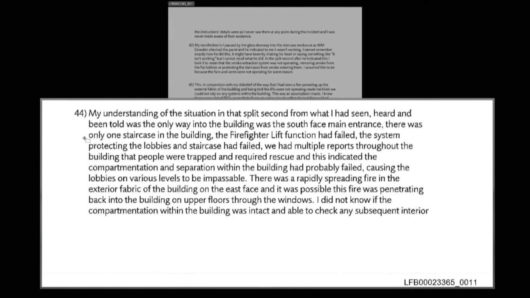Okay. Can I just focus on two phrases in paragraphs 42 and 44? I've shown you 42. You say in 42, three lines up from the end of the paragraph, removing smoke from the flat lobbies or protecting the staircases from smoke entering them. And then in 44 you say, three lines down, the system protecting the lobbies and staircase failed. Now my question, because you're linking lobbies and staircases there, was it your understanding on the night of the fire that the system should have operated on multiple floors and also been capable of dealing with smoke in multiple lobbies and the staircase?